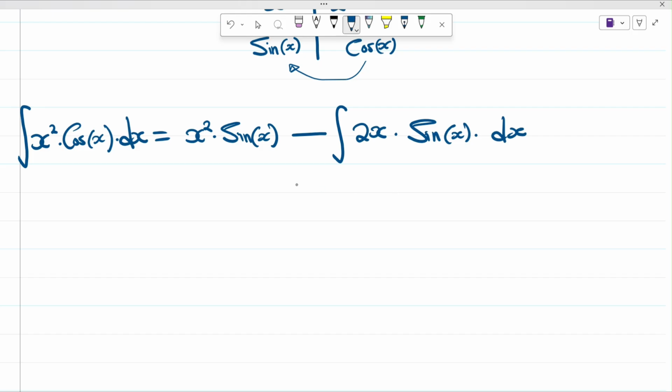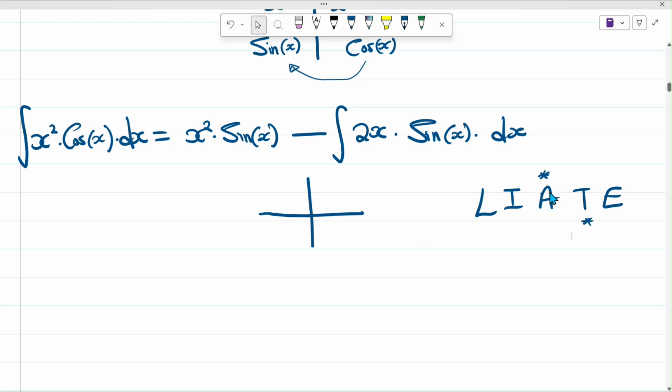You draw the cross now. Again, you draw the cross. It becomes like this. And then from here, you've got what? According to LIATE, here we've got the algebraic function, which is 2x, and the trigonometric function. According to LIATE, the function that comes first, we differentiate it. So I'm going to write my 2x here. And then the function that comes last, we write it here. So it's going to be my trigonometric function, sine x. I'm going to write it there.